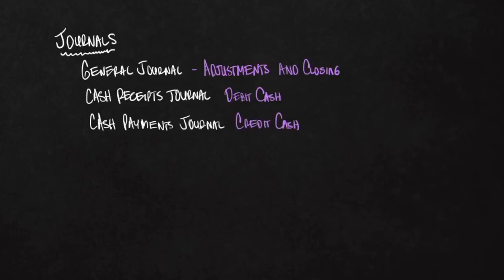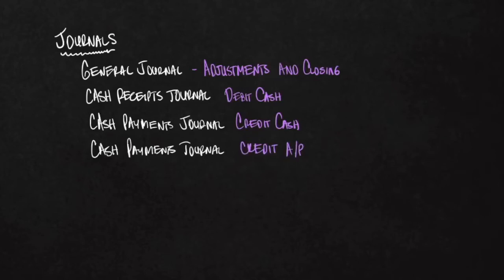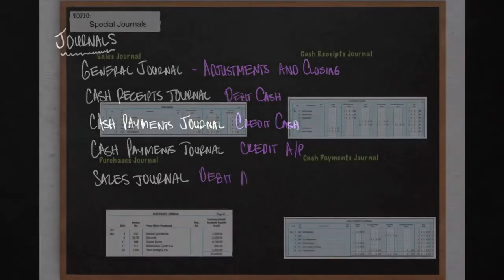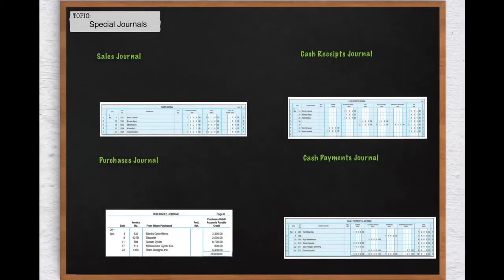The third one is the purchases journal. That's any transaction where you credit accounts payable. And you'll know that when it says on account, because on account means either accounts payable or accounts receivable. And the last one is the sales journal. This is any transaction where you debit accounts receivable. So here we have our 4 special journals: the sales journal, the cash receipts journal, the purchases journal, and the cash payments journal.